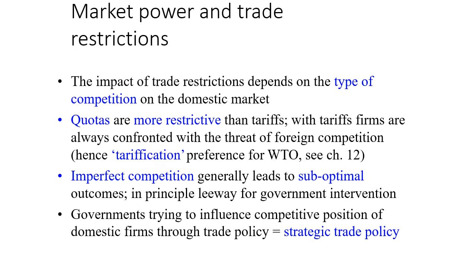It's also shown that imperfect competition generally leads to suboptimal outcomes and, in principle, leeway for government intervention. So governments have the ability to influence the competitive positions of domestic firms through trade policy. Now, this is what we call strategic trade policy, where they implement an import quota or they implement a tariff. Those are the forms of strategic trade policy that they can put in place, depending on how much competition they actually want to allow in the local markets.